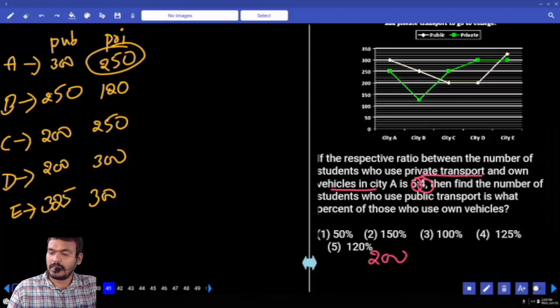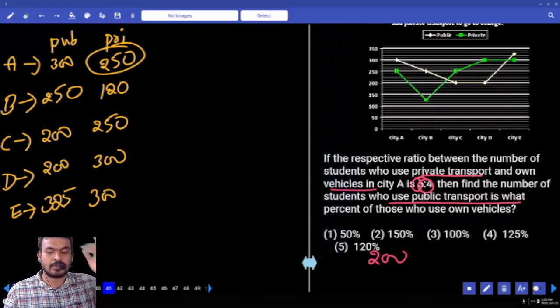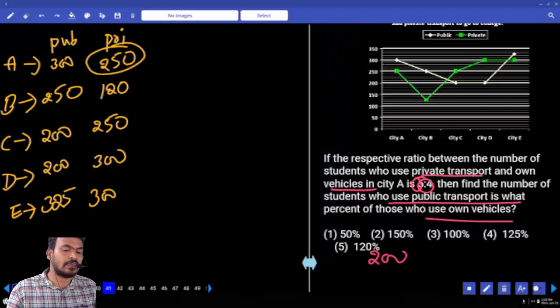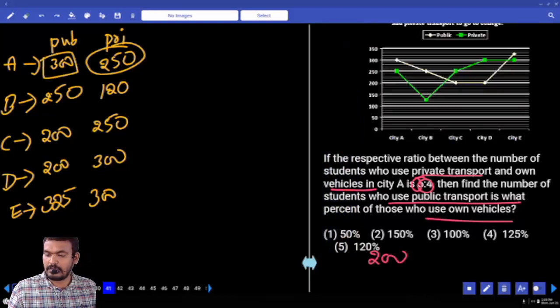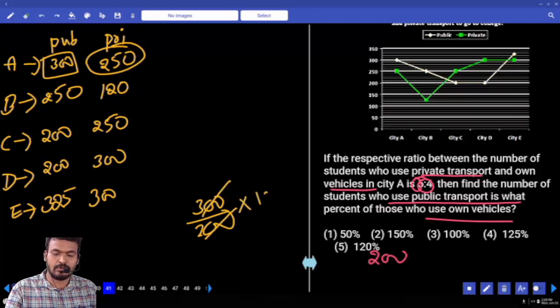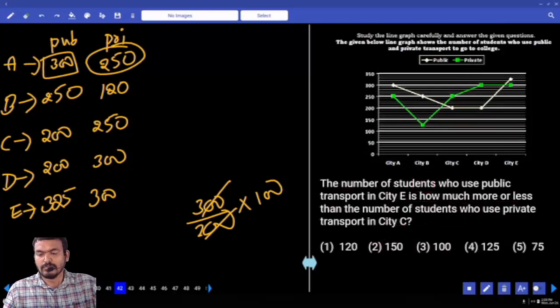200, is what percent of? Public transport is what percent of own vehicles. The public value is 300, and own vehicles 200. 300 is what percent of 200? 300 by 200, the 2 zeros cancel, into 100. What is the percentage? 150%.